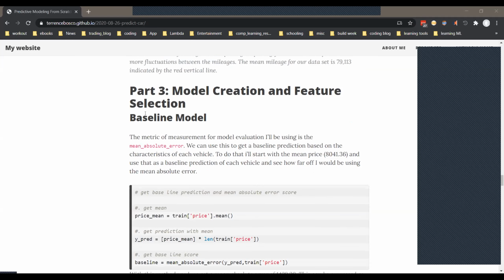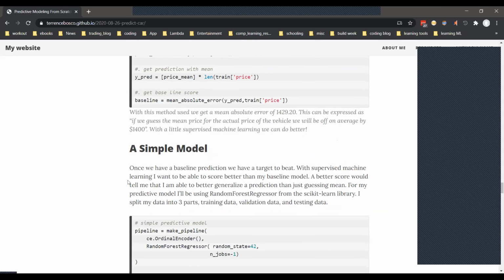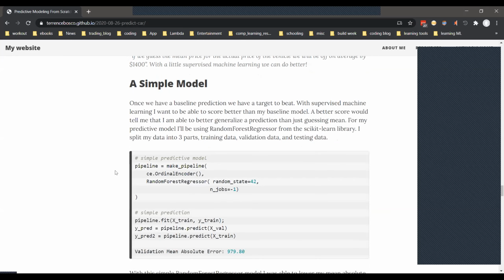For my models, I'm using the mean absolute error as my scoring metric. And for a baseline, I just use the mean as a general guess. And I got a mean absolute error of about 1,400. Then I created a simple random forest model and got a score of about 980.